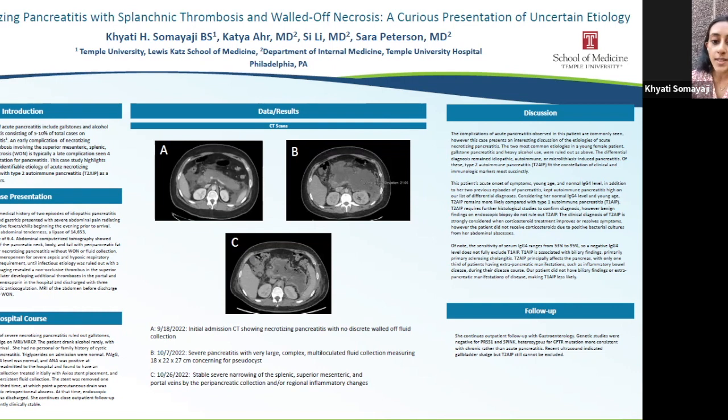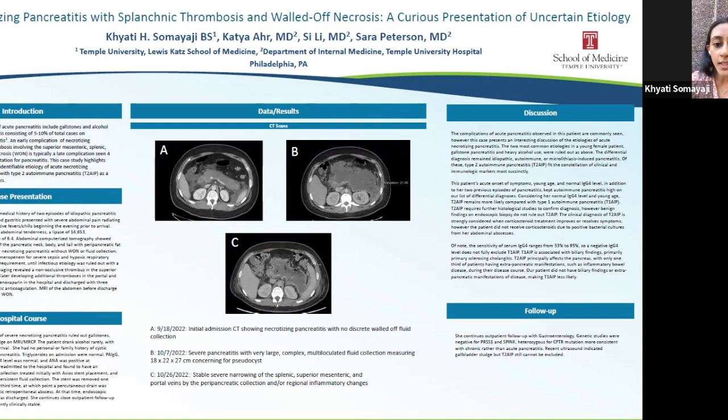So really a severe presentation. In terms of the imaging, we can go through that as part of her hospital course. In A here, this was her presentation on 9/18 of 2022. Her initial CT, you can see near the pancreas, right in the middle of that scan there. At that point, there really was no walled-off fluid collection or anything like that.